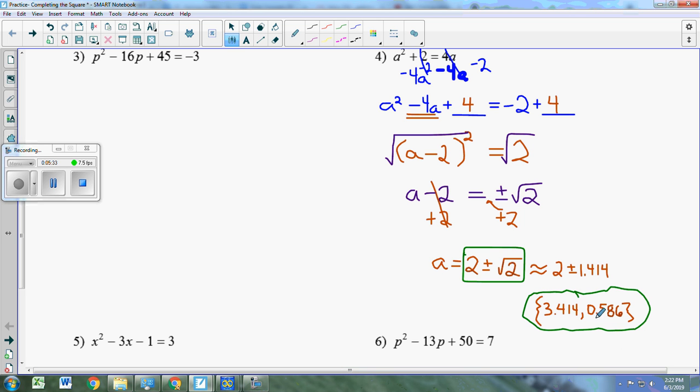Some people like to see the approximate answers. If it was a story problem, we might have to approximate the answers. If it's a real problem, we don't probably want to give it in a 2 plus root 2 format. We'd rather see it in its decimal form.